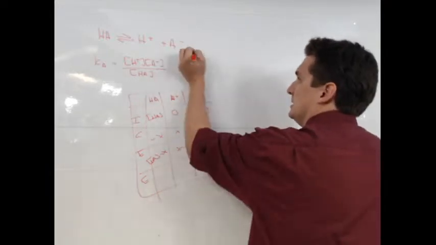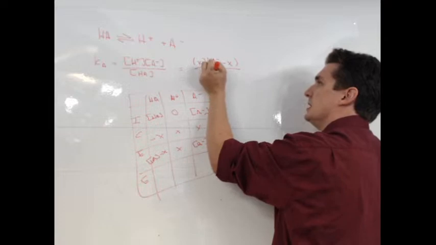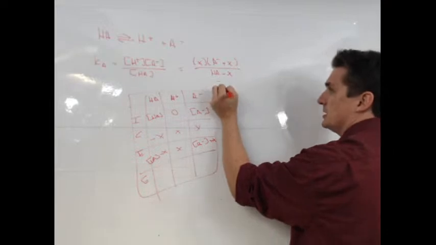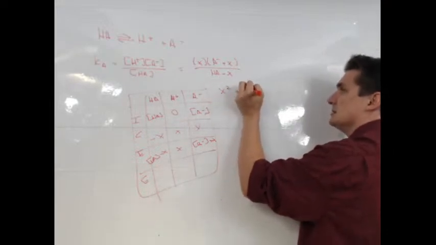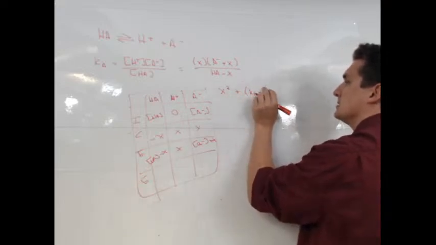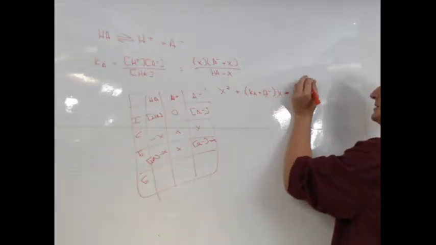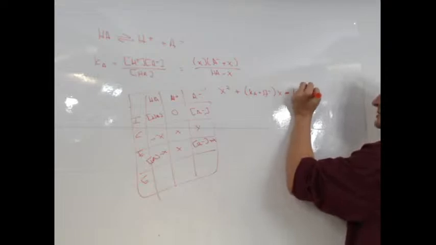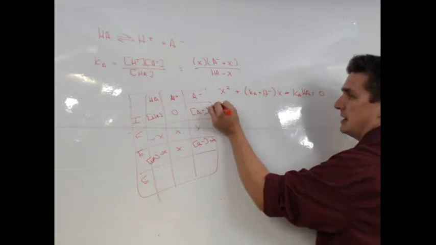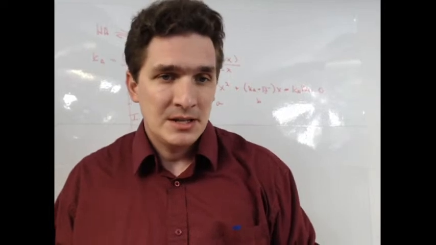I can plug in, I get X times A minus plus X all over HA minus X. When I rearrange and solve this for X, I get X squared plus Ka plus A minus times X minus Ka times HA equals 0. These are just variables now. So I've got a, b, and c for my quadratic equation. So that's the way I've set up my Excel sheet.